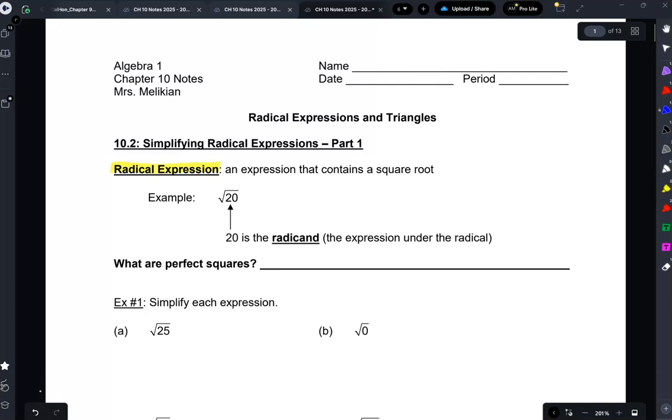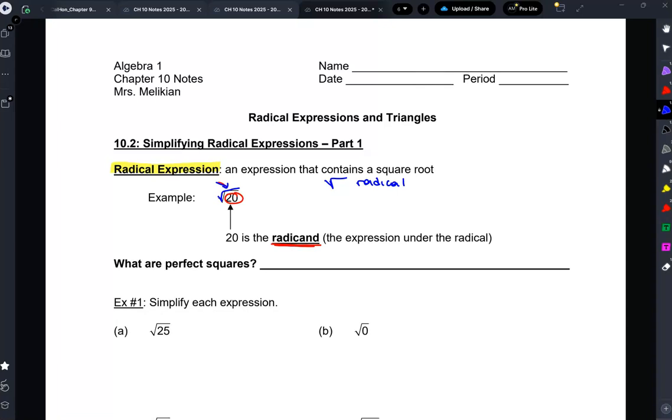This symbol is what makes it a square root. But the stuff inside, 20, is the radicand. We call that the radicand. So the symbol is the radical. This is called a radical, and anything that goes inside is a radicand.